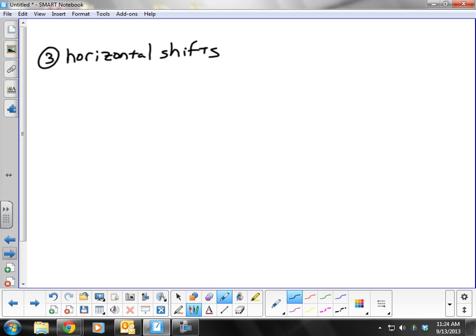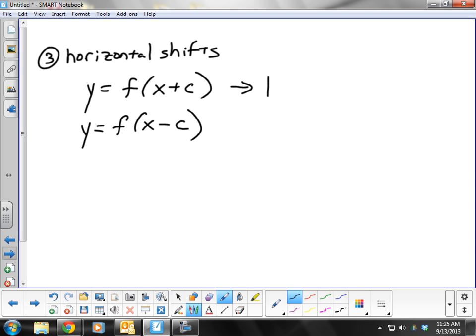Horizontal shifts, where does the number go? Inside the function. So we'll be saying that y is equal to f of x plus c, and y is equal to f of x minus c. Now, horizontal shifts mean I'm moving the graph which way? Left and right. So if it's x plus c, then we moved it left. And if it's x minus c, then we moved it right, that number of units.